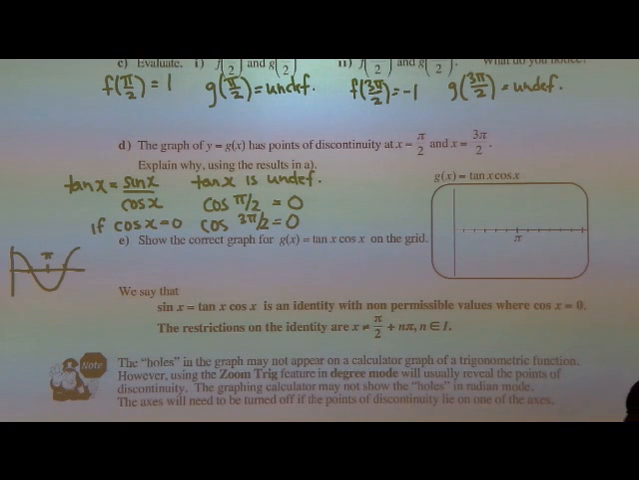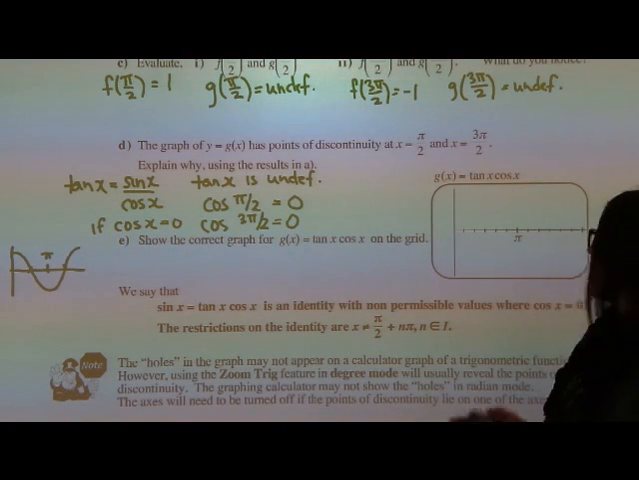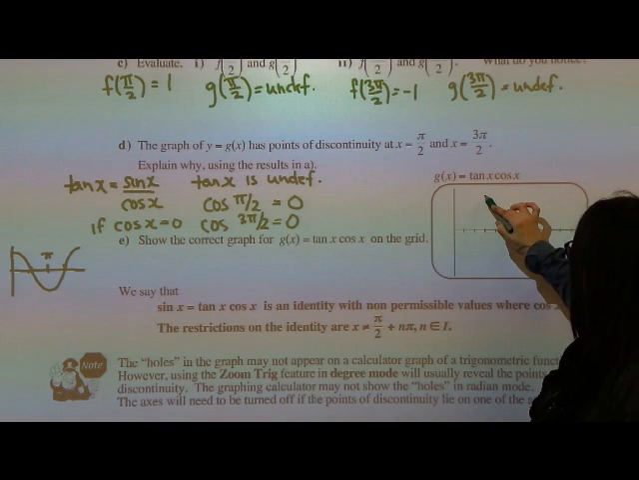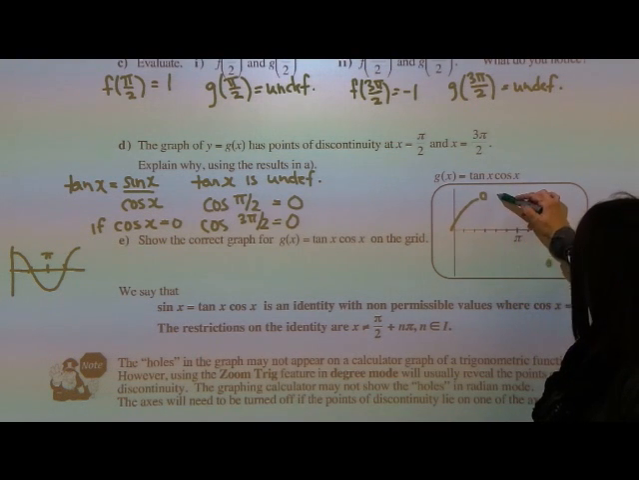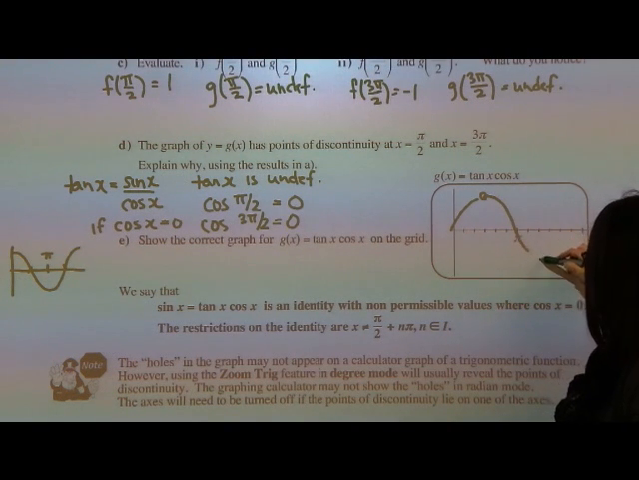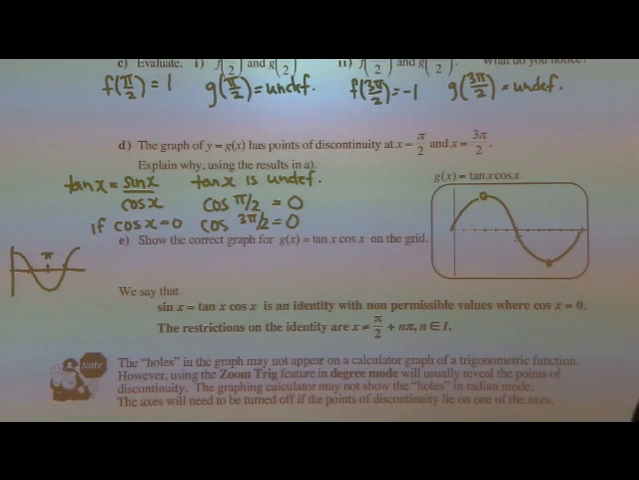So my graph, if I was to draw it correctly, would have these holes at pi over 2 and 3 pi over 2. And the graph would still look the same as a regular sine graph, except for these points of discontinuity.